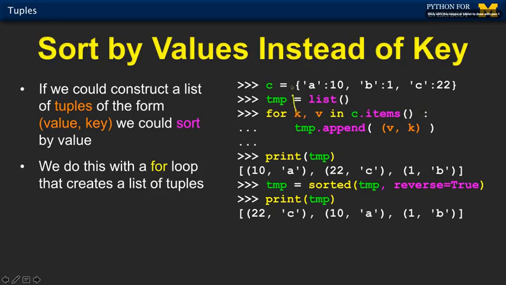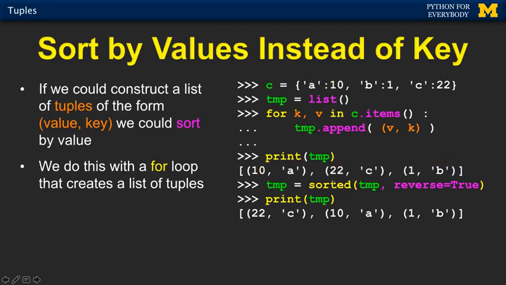So K and V are going to work their way through these key-value pairs, and we're going to make a new tuple, but we're going to reverse the order of what we would get from items, in that the value is going to be the first item, or the 0th item, in the tuple, and K is going to be the second item. If we print this out, they're not sorted at this point, but we have the values and the keys. Value, key, right? Value, key.